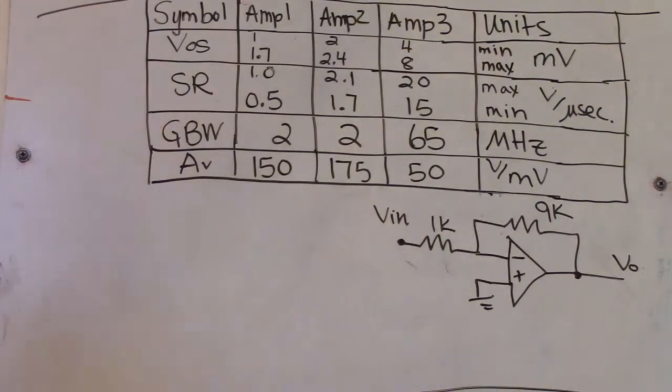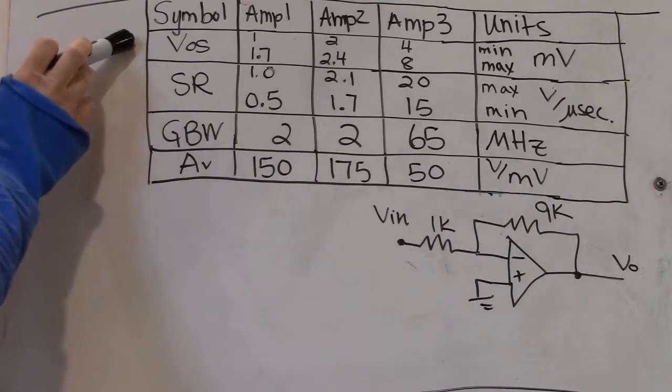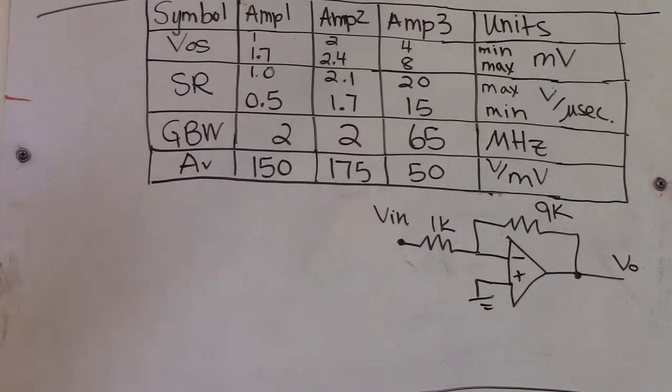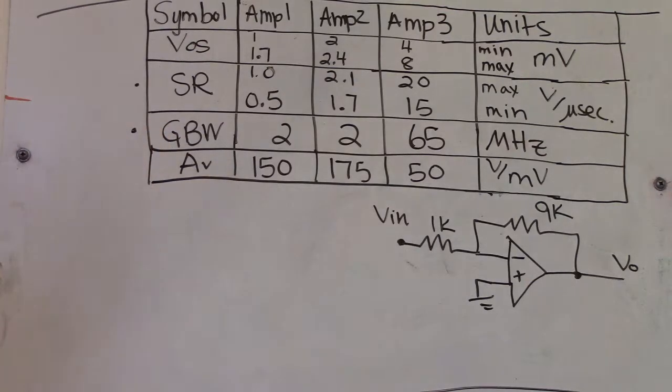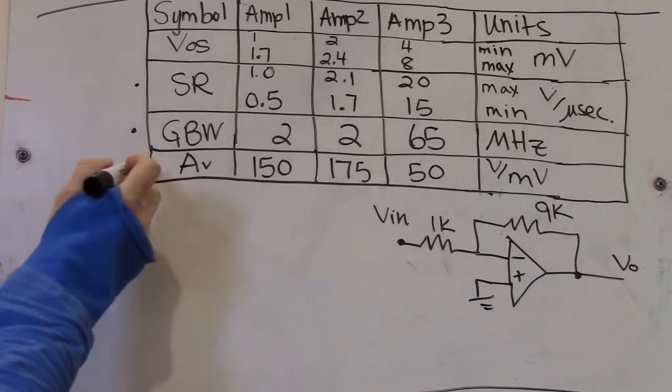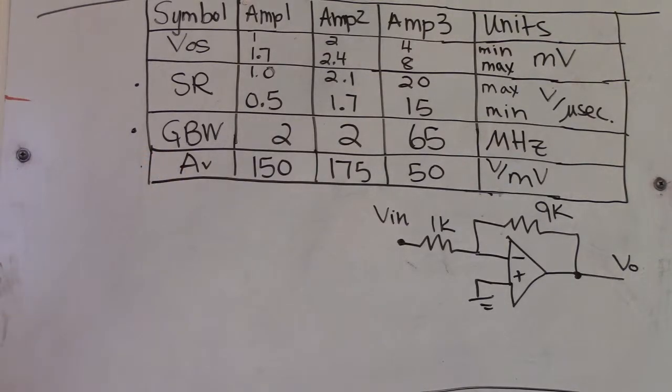This problem is an example of the operational amplifier and the non-ideal characteristics, and how to analyze an operational amplifier given such imperfections as the voltage offset, the slew rate, the gain bandwidth product, which is also known as the unity gain, and then the large signal limitations of an amplifier.